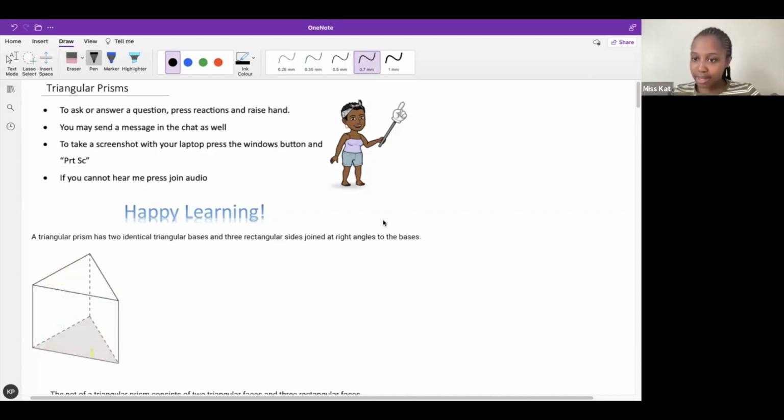In a pyramid, you only have one of the shape. So you have a base that is a triangle, okay? And then they all go up to a little point.